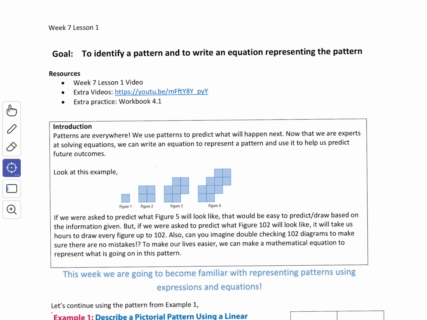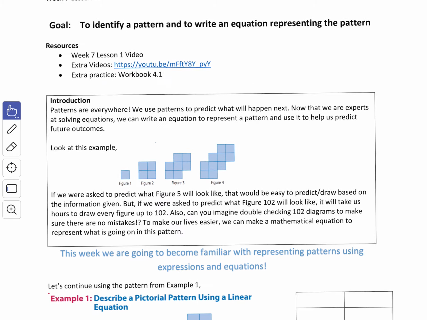So our goal for this week is to be able to identify a pattern and to write an equation to represent the pattern. And that equation is going to help us predict the pattern in an easier way. Your resources this week are the video that you're watching right now, and there's some extra videos here. And for extra practice, you can use your workbooks 4.1.